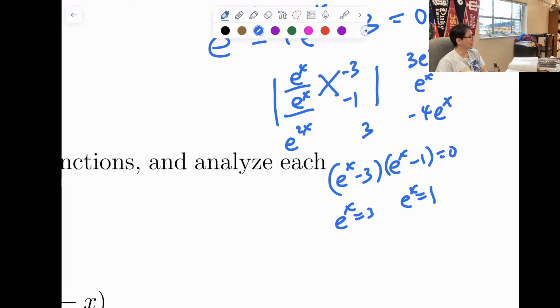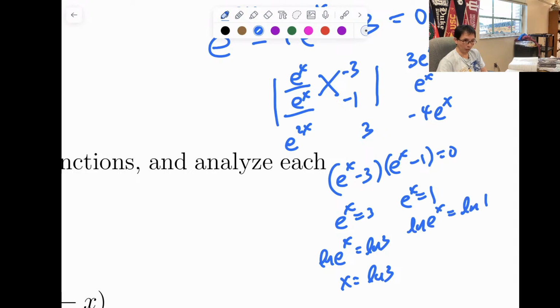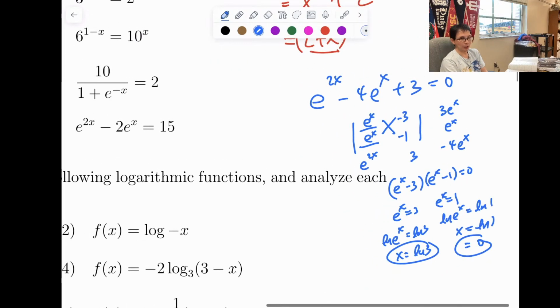How do I get x by itself? How do you get rid of e? Natural log. Natural log of e to the x equal to natural log of 3, so x equal to natural log of 3. Natural log of e to the x equal to natural log of 1, so x equal to natural log of 1. What's natural log of 1 again? 0. So you got two answers, and they're not extraneous because you can get e to the 0. If you plug it back in, you see that's a true statement here.